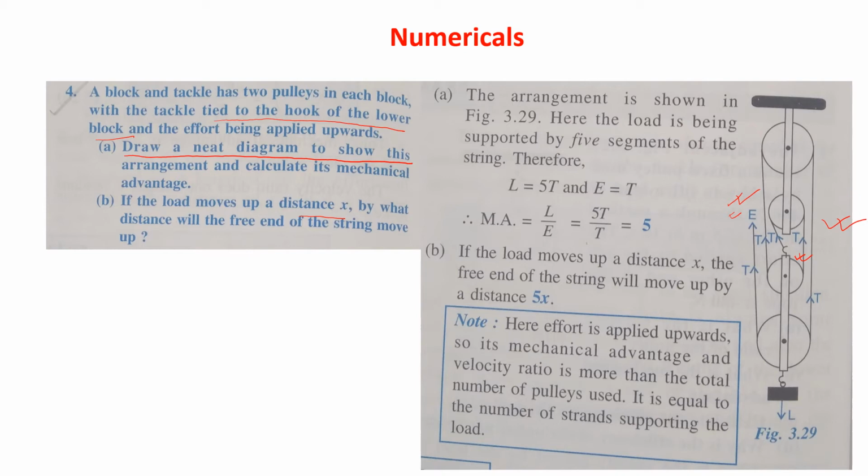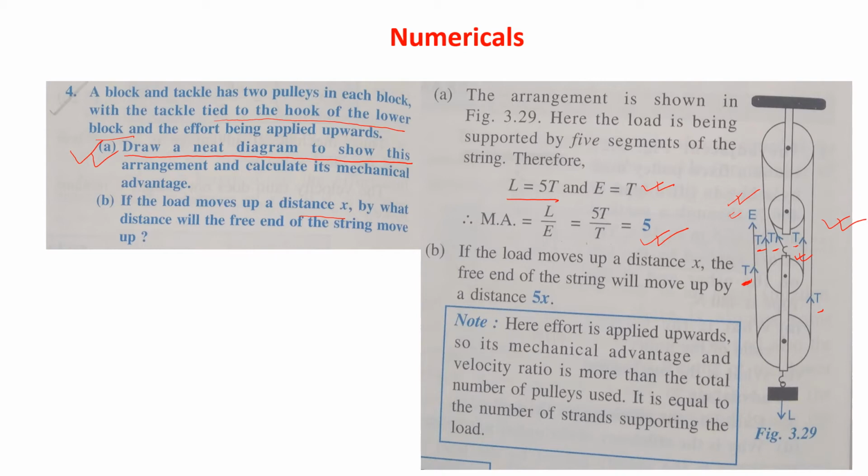This is the diagram. Now the load is supported by 1, 2, 3, 4, and it is again supported by this T also. You can see that all the tensions are holding it in the upward direction. So the load is balanced by 5T: 1, 2, 3, 4, 5. So L is equal to 5T, but effort is balanced by only 1T, that is, effort is equal to T. Mechanical advantage is equal to load by effort, 5T by T, it is equal to 5. So the answer of the A question, you got, mechanical advantage and the diagram.